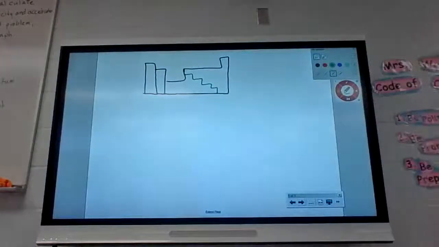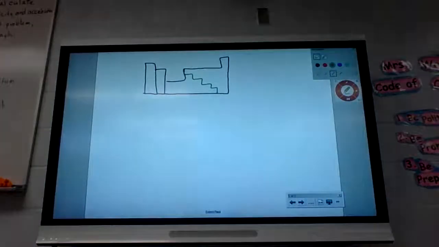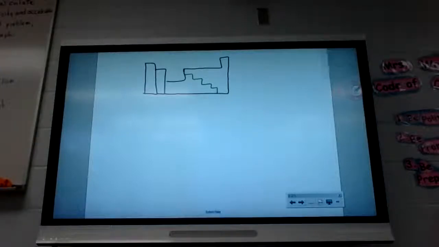Now, on the stairs, there's a grouping of elements that were referred to as something special. Remember their name? Starts with an M. Metalloid. Metalloids live on the staircase. We're not going to concern ourselves with where the metalloids are right now. We'll talk about that when we talk about the periodic table. But the staircase divides us into metals and nonmetals.